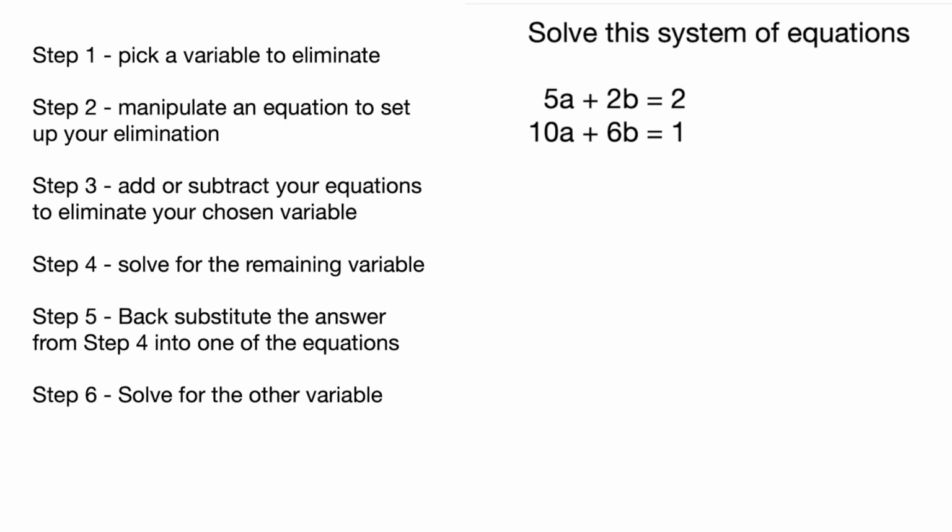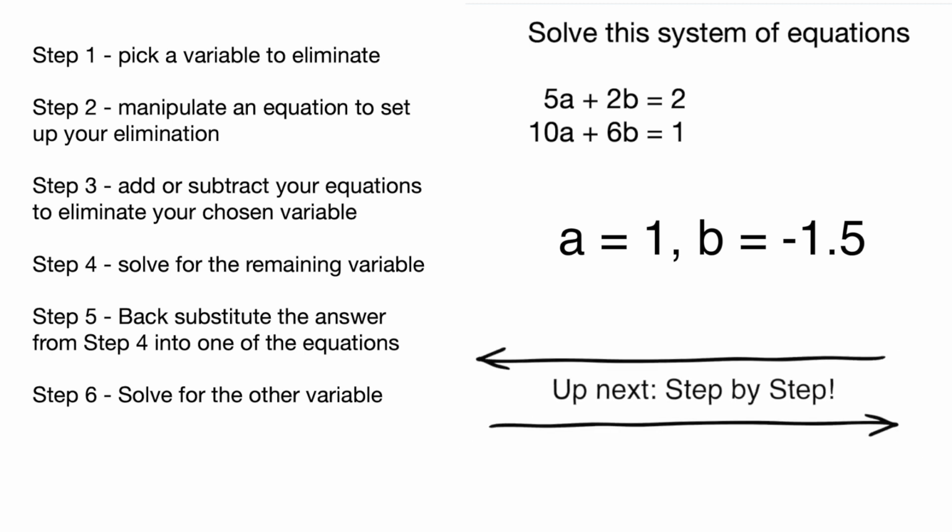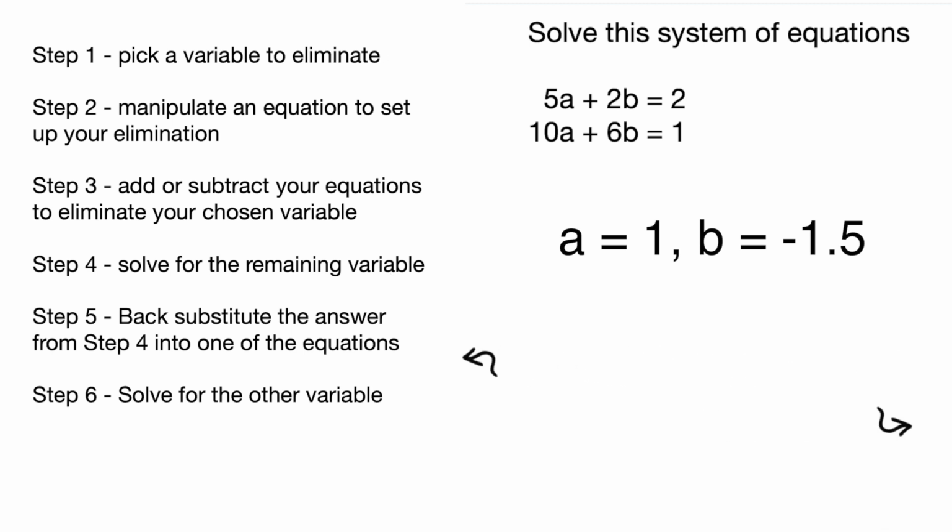So if you did not get the correct answer of a equals 1 and b equals negative 1.5, then check out part 3, where I take you step by step through the process of solving the system of equations.